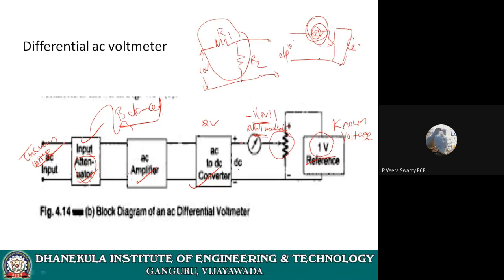If these two voltages are equal, it displays 0. If there is any difference between these two voltages, it displays the difference. If you want to make the difference between the two 0, you can adjust the potentiometer and make the measured value equal to 0. This is nothing but the differential AC voltmeter. All of you please note down the diagram.